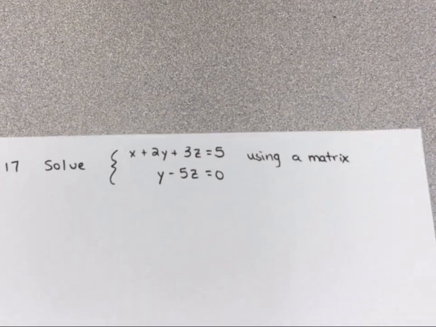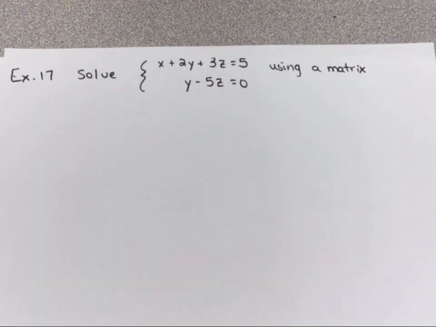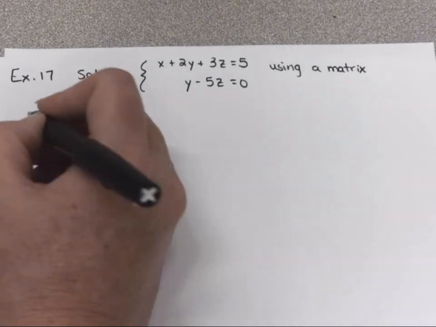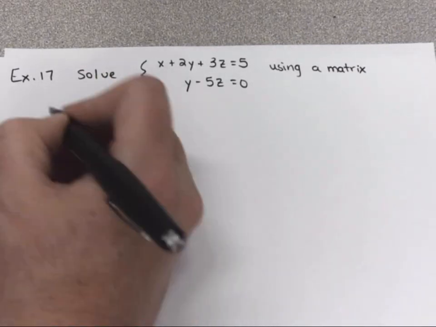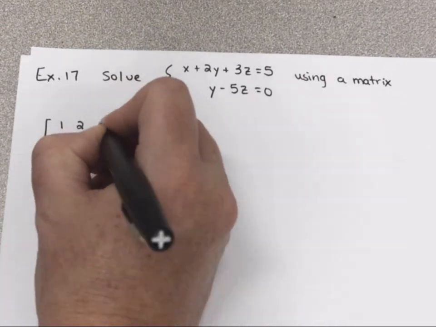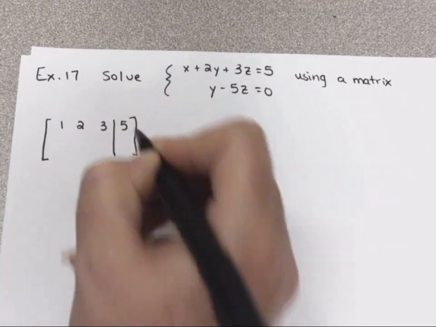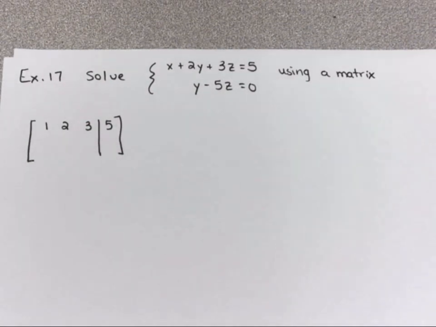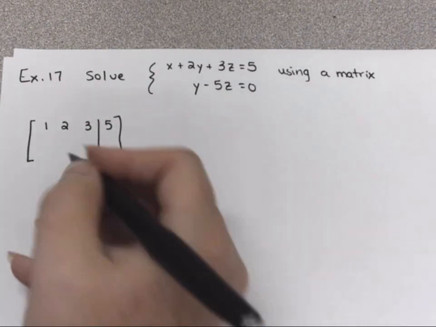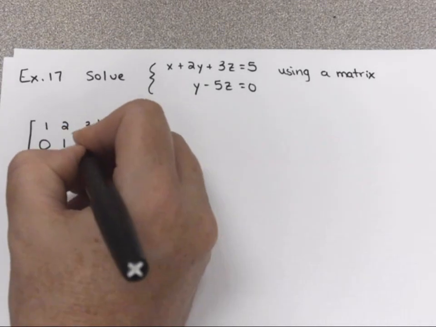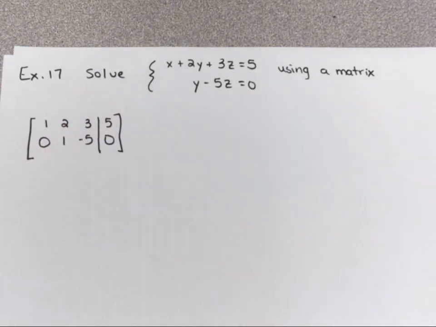So notice it almost looks like we're missing a row. It almost looks incomplete, but we're going to do the best we can with the information that we have. We're just going to start our process and work our way over and see what we can get. So we're going to set up the matrix just like it looks. So it's going to be 1, 2, 3, and then a bar, and then 5. What do you think we're going to put in the spot of x since there isn't anything in the x spot? We're going to put a 0, and then there's going to be a 1, -5, 0.